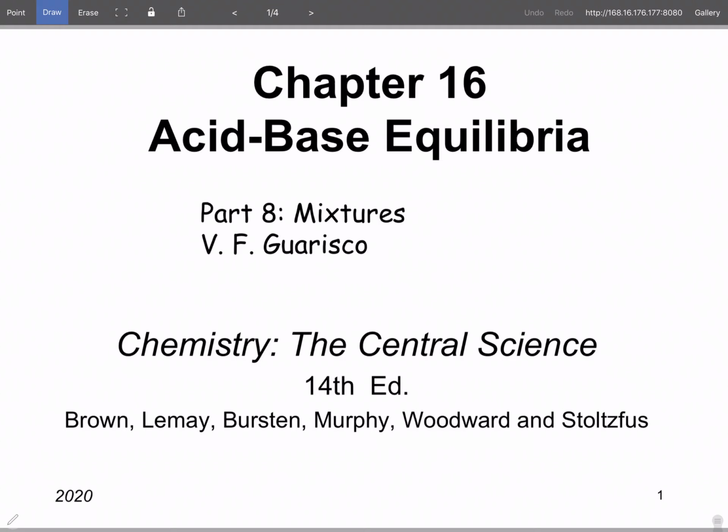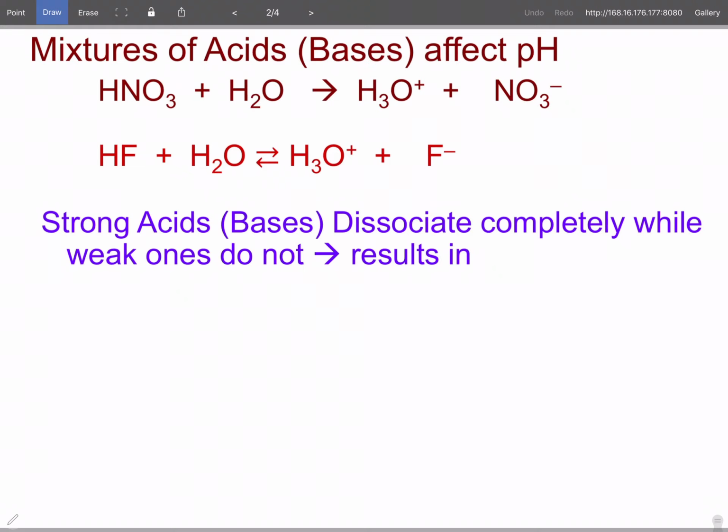It's actually related to the polyprotics, because what you're looking at is, if you have a mixture of two acids, one of them is going to tend to control. So, for example, if you have a mixture of acids, one strong and one weak, the strong acids are going to dissociate completely. That's a given. And the weak ones do not, which results in the pH being controlled by the strong.